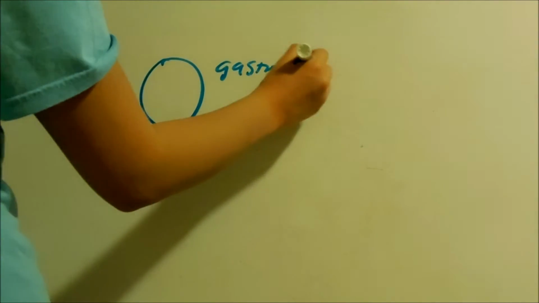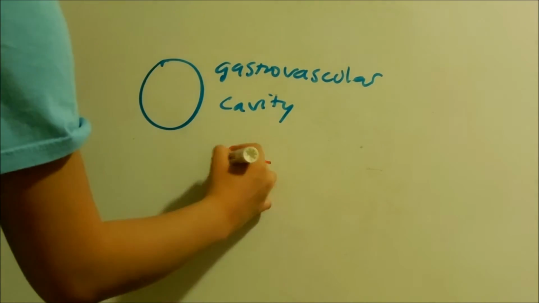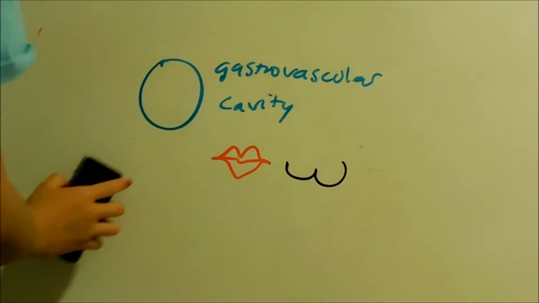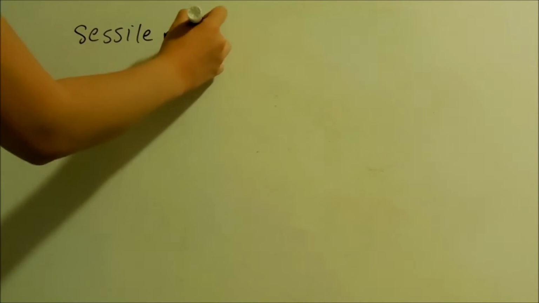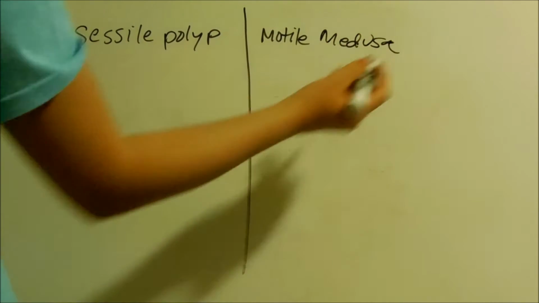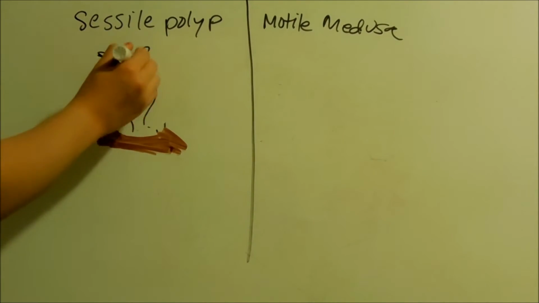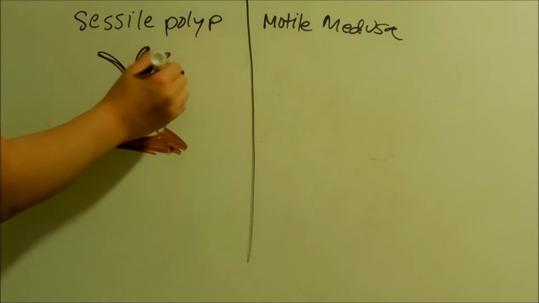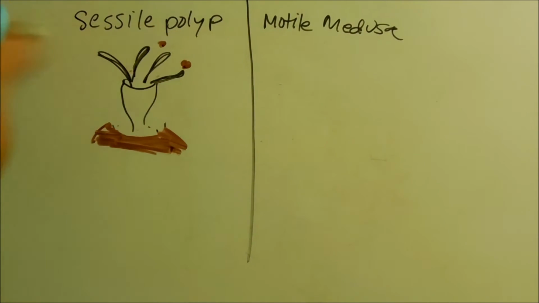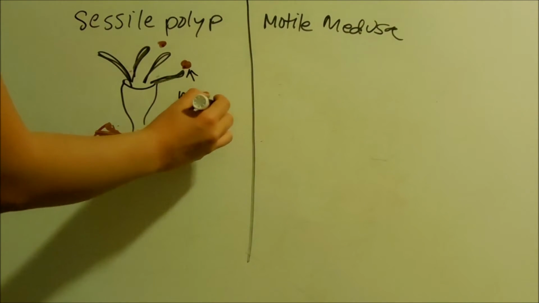Cnidaria have a central digestive compartment called the gastrovascular cavity, which functions as both a mouth and an anus. There are two variations of the body plan within the Cnidaria phylum: sessile polyps and motile medusas. Polyps, examples are hydra and sea anemones, are cylindrical forms that adhere to a substrate by a basal disk opposite the mouth end of their body and extend their tentacles to catch prey.